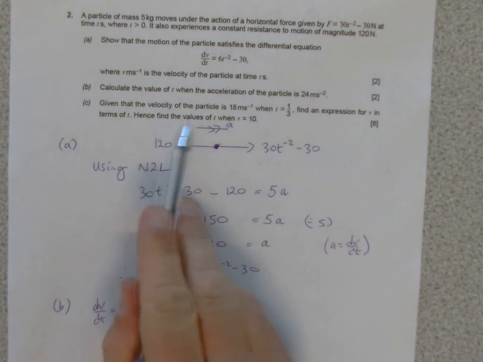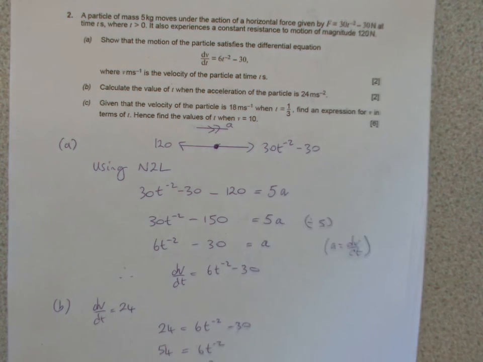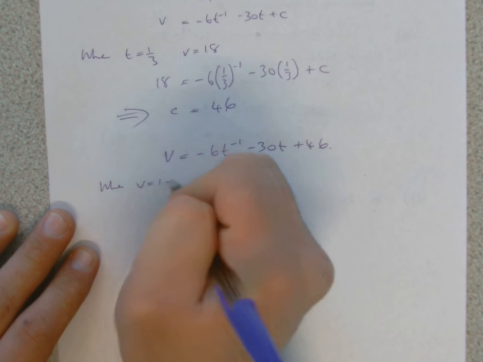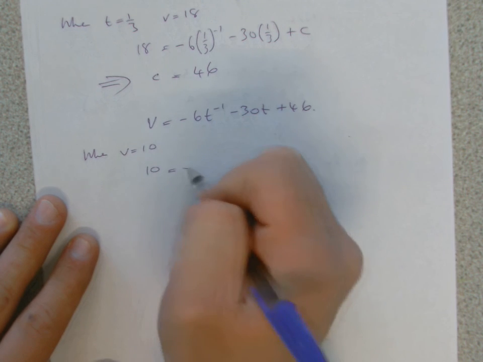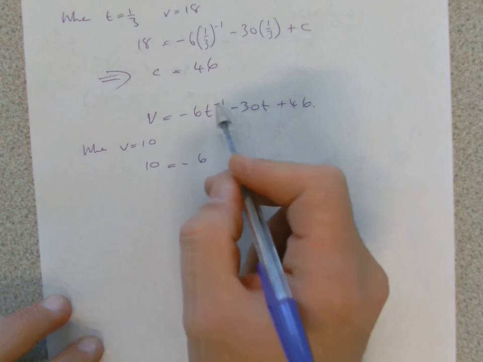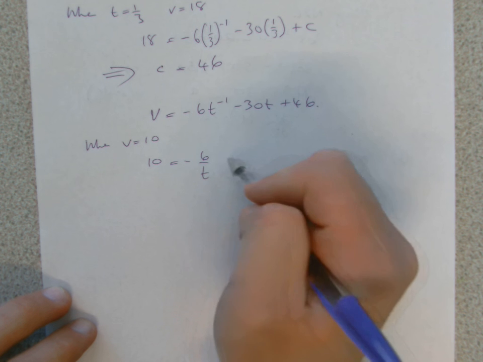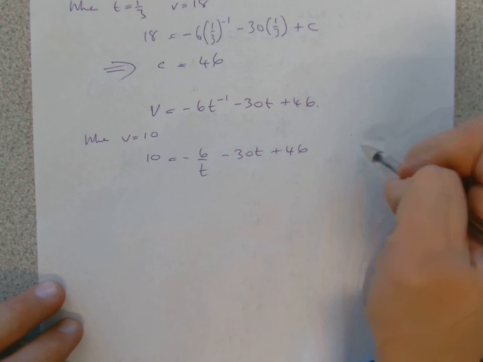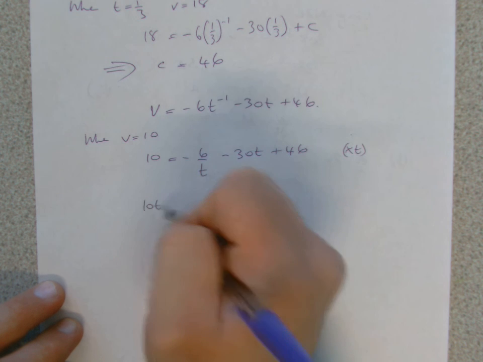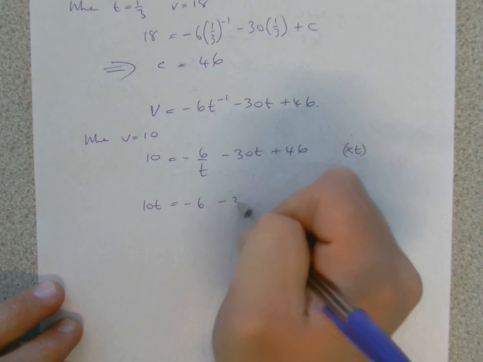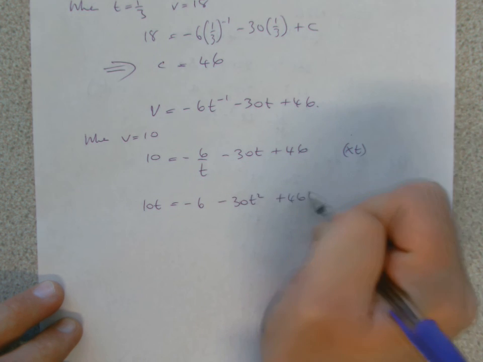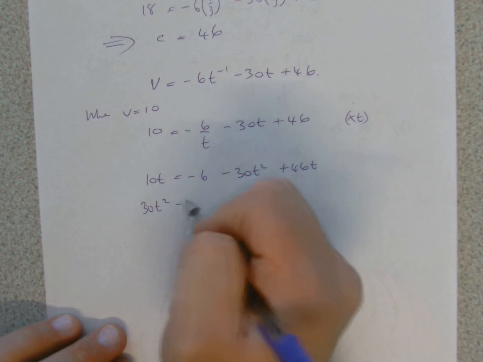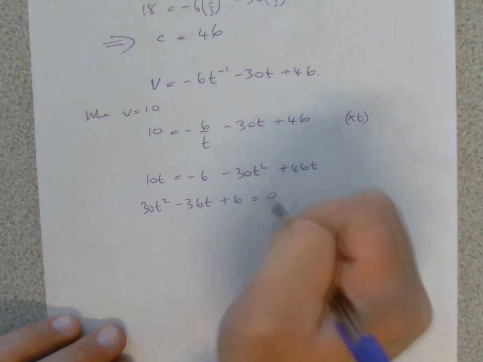And then it says, hence find the value of t when v is equal to 10. So you've got this now. When v equals 10, put 10 in. I think what's going to help is if I take that power down. Then I can times through the whole thing by t. So I get 10t equals minus 6 minus 30t squared plus 46t. Get everything onto one side: 30t squared minus 36t plus 6 is 0.